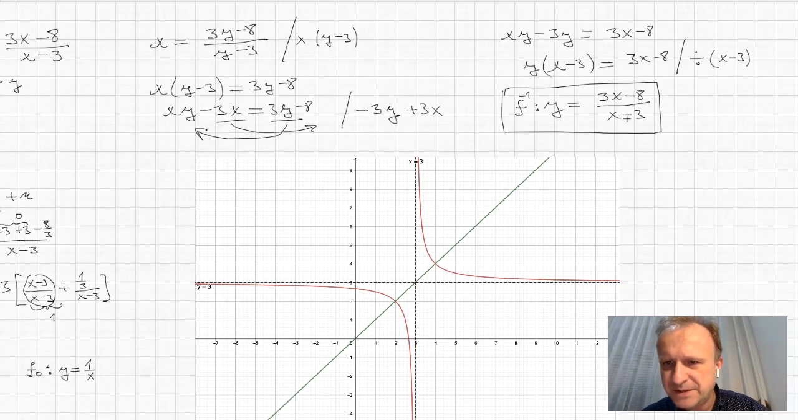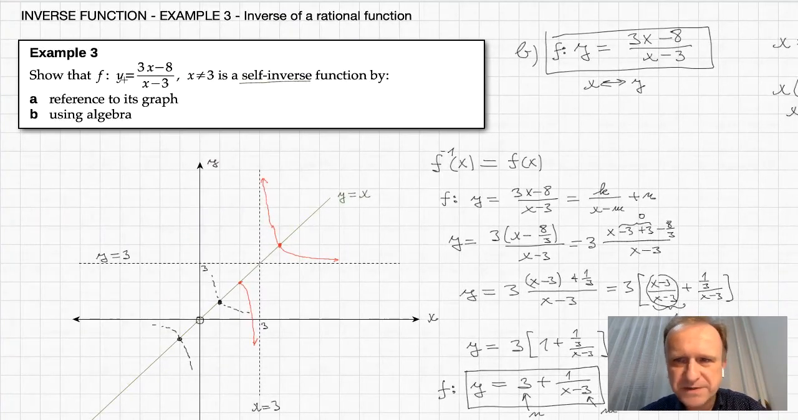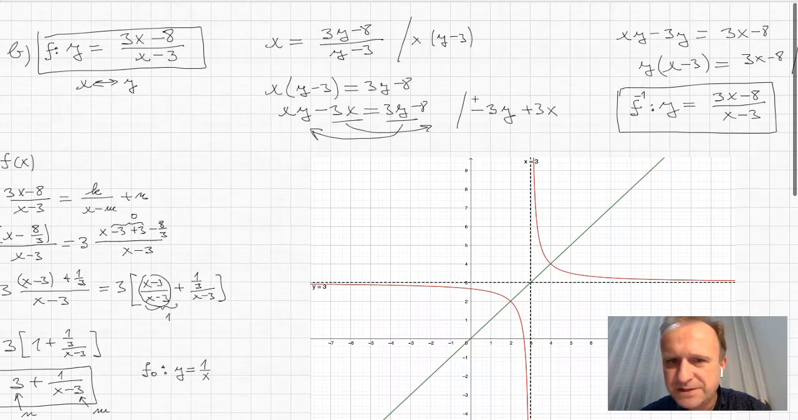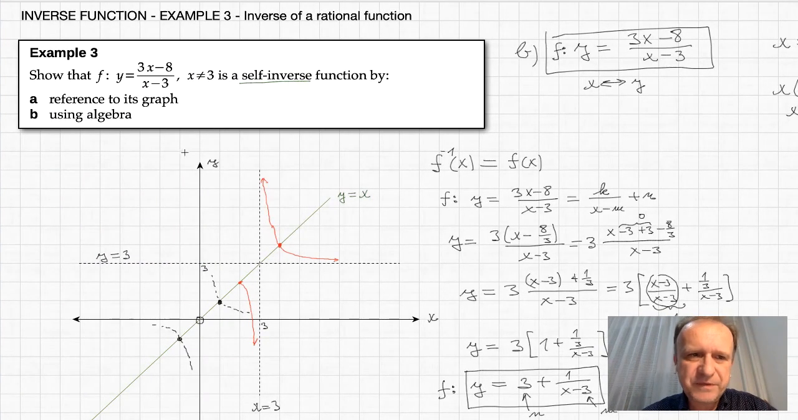It's (3x minus 8) over (x minus 3). If you compare it with the formula of the function f, which was here, I have copied it from the text of the exercise, you see that this and this are identical. So if the inverse of the function has the identical formula to the formula of the original function, then of course the function can be proclaimed to be self-inverse. And this is what we wanted to do in this exercise.